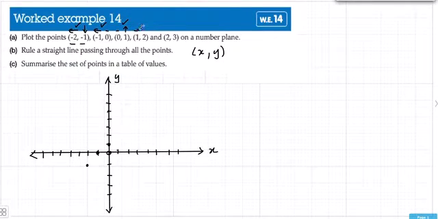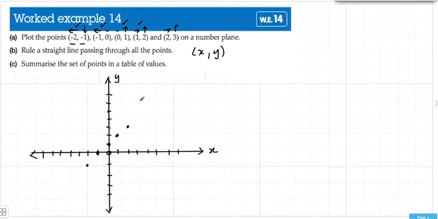Next one is 1, 2. We have to go to the right one because it's positive and we have to go up 2. So 1 across, 2 up. And the last one is 2, 3. So we have to go across 2, then up 3. So across 2 and 1, 2, 3 up to there.